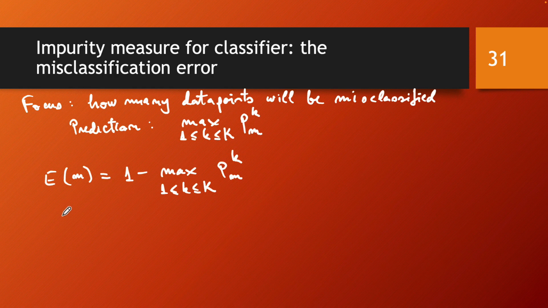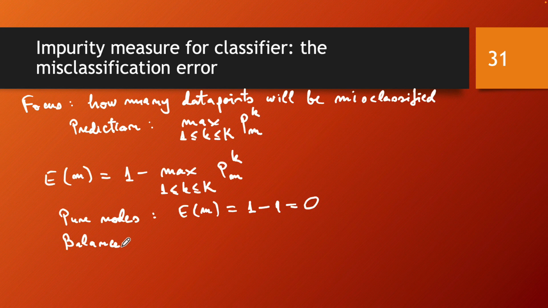And again, you are checking: for pure nodes, you have one class with probability 1 and the other ones are 0. So obviously the majority class will have probability 1. That means E(m) is going to be 1 minus 1, and that's 0, so that's exactly what we wanted. And for perfectly balanced nodes, the misclassification error is going to be 1 minus the maximum, but all of them have exactly the same probability, and that's 1 over k.